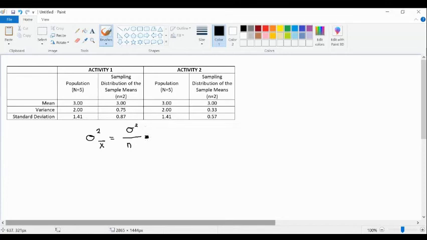multiplied by the size of the population minus the size of the sample, over the size of the population minus 1. So this formula holds when the population is finite. The examples shown in the preceding activities, activities 1 and 2, are all finite populations.